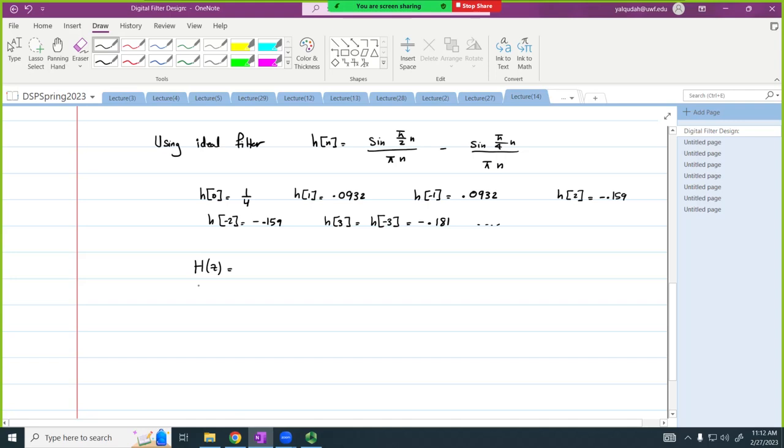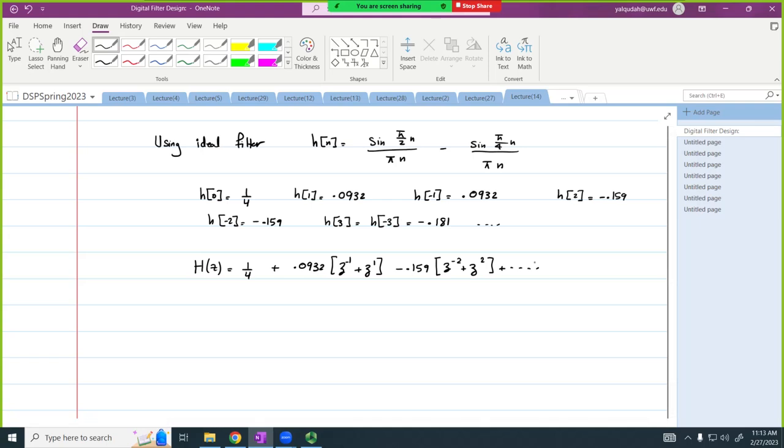I can get H of z for this filter. What is H of z of this filter? I can just take these terms, and since I know the terms of the filter, this is going to equal 1 over 4 multiplied by z to the 0, plus 0.0932 multiplied by z to the negative 1 plus z to the positive 1, plus or minus 0.159 multiplied by z to the negative 2 plus z to the positive 2, and so on and so forth. Is that clear? Where it's coming from?